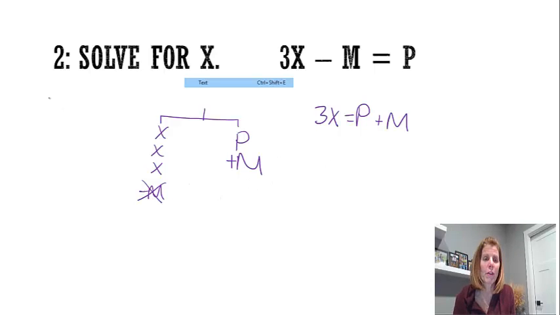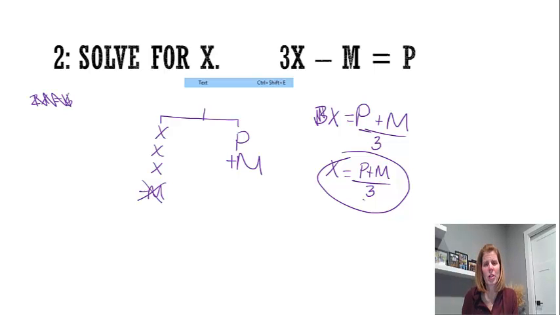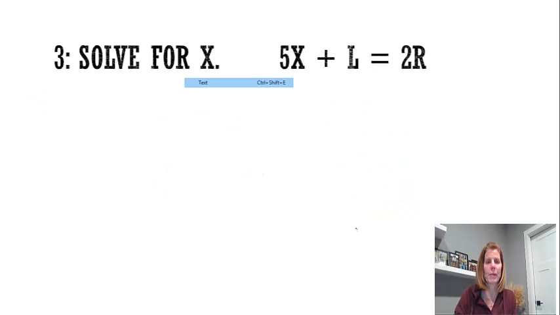Okay, then from here, if you guys remember from that first example when I had 2x is equal to 6, we simply divided both sides by the 2. So on this side, I'm going to divide by the 3. So I'm going to divide p plus m by 3 x's, and so that is my answer. So I'm going to get x equals p plus m all divided by 3, and that is it. So notice that the answers turn out a little bit different. There's really not a lot of math you need to do with it to simplify it.